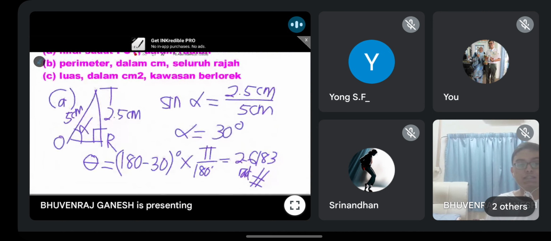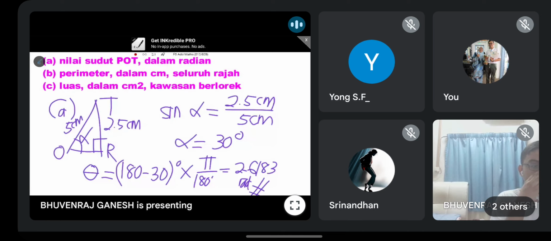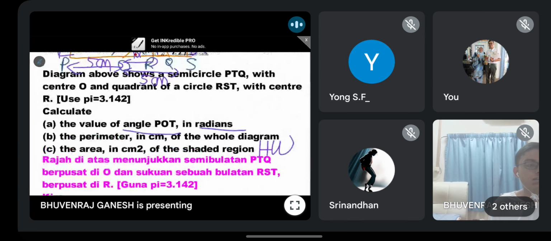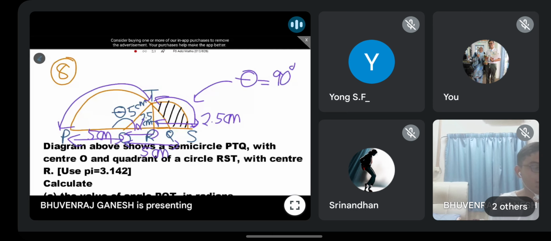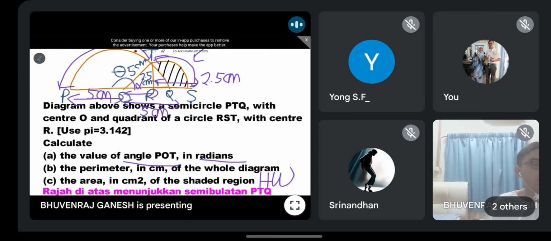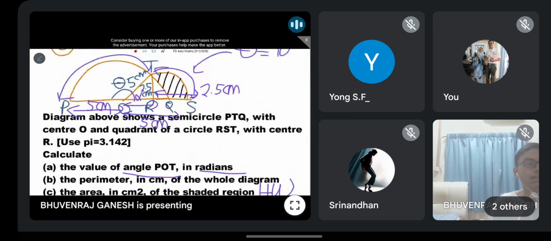Part A, part B, bahagian B kita sudah bincang. We already discussed how to solve it. So now we'll move on to part C. Part C, they ask you to count the area of the shaded region. Mereka suruh kamu kira luas kawasan berlorek.